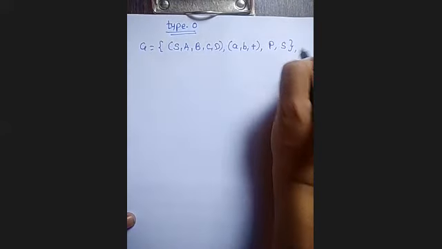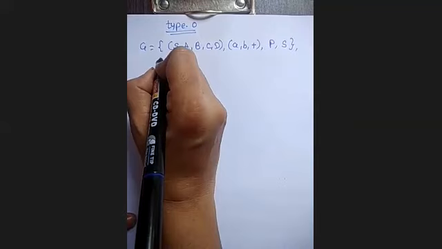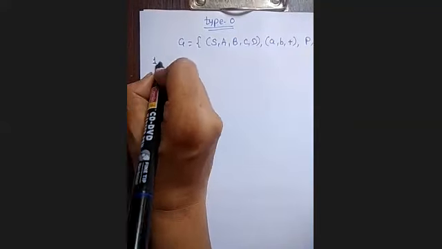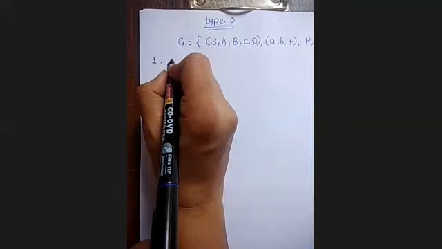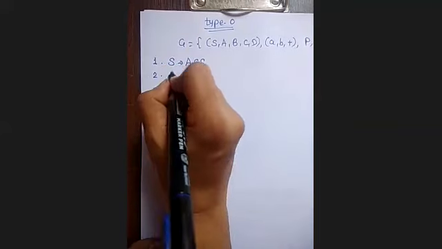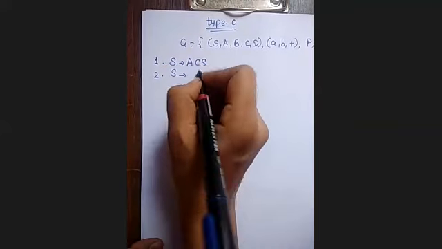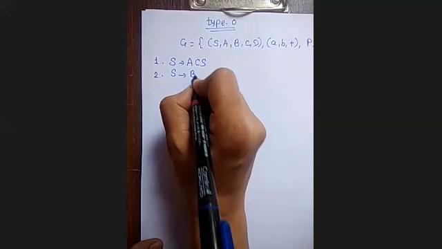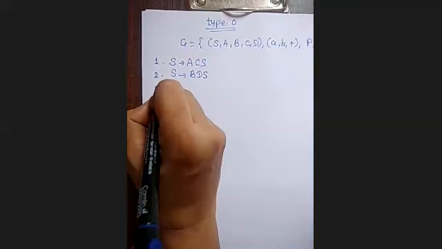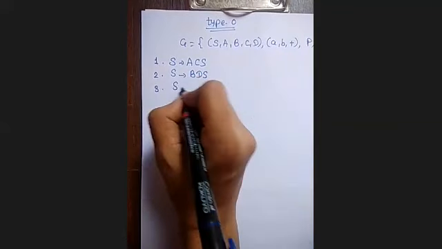Let P consist of, rule number 1, S derives ACS. In detail, type 0 or type 1 is not in your syllabus, but you should know it. So I'm taking the example in detail. What is expected? You should know the context-free grammar in detail.